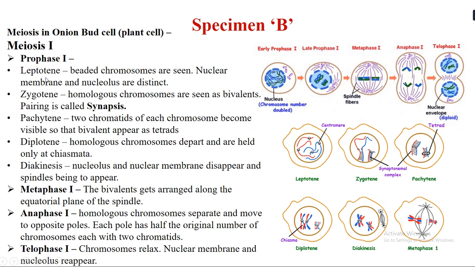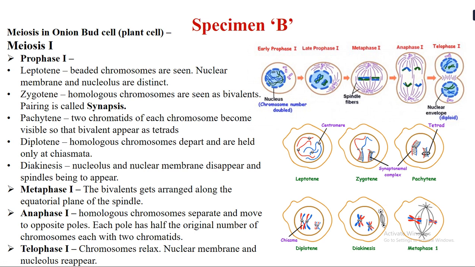The first one is leptotene phase. In leptotene phase, the chromosomes that are seen appear beaded. The nuclear membrane and the nucleolus are very distinct. The next stage is zygotene stage. Here, the homologous chromosomes are seen bivalent. If you can see, the homologous chromosomes are bivalent over here.